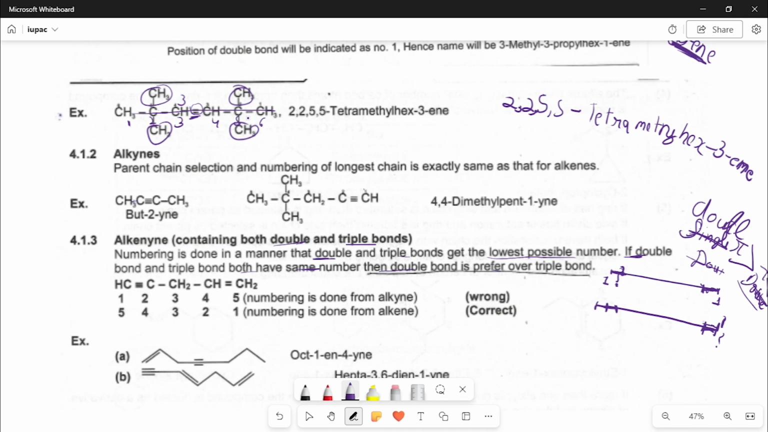So for example, in this one, see, we get the triple bond at 1, 2 and the double bond at 1, 2. But we're going to prioritize the double bond, and we'll count from here. 1, 2, 3, 4, 5. 5 means pent, and since it has no substituent, you can write it like pent-1-en-4-yne. This is what it looks like. Okay.